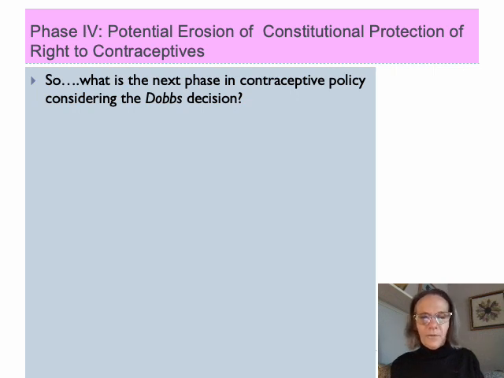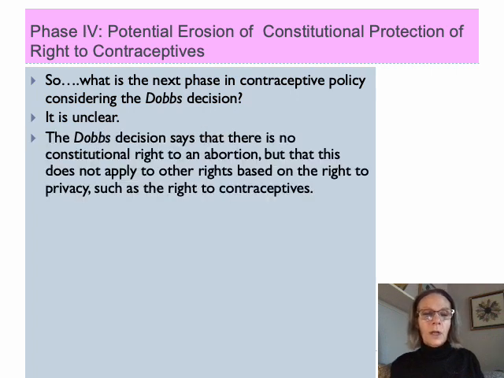So what is the next phase in contraceptive policy considering the Dobbs decision? And the Dobbs decision, we're going to be talking about it more in the next lecture, is the decision that overturns Roe v. Wade and says that you don't have a constitutional right to an abortion. So is the next phase going to be a potential erosion of the constitutional protections of the right to contraceptives that is established in Griswold versus Connecticut? At this point, it's unclear. We're not sure what the next phase is going to look like.